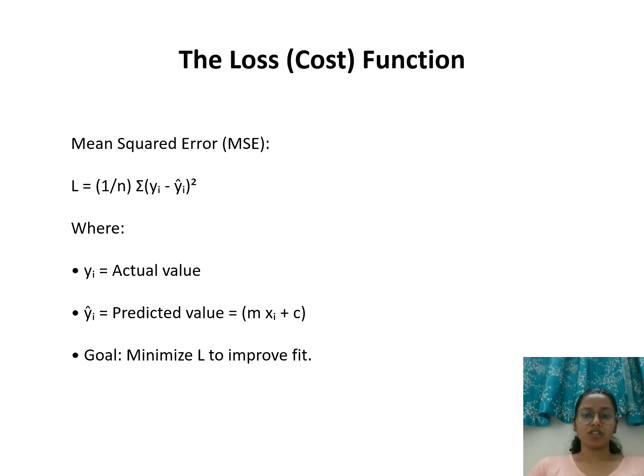The loss function, also known as the cost function, measures how bad our predictions are. The most common one used in linear regression is the mean squared error, or MSE. The formula looks like shown on the slide. L is equal to 1 by n summation of (y of i minus y of i cap) the whole square. It basically takes the square of each error, adds them up, and divides it by the number of data points. Our target is to make this loss as small as possible. That's how we know our line fits well.